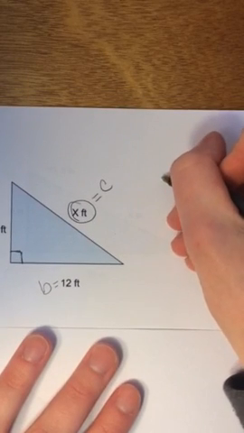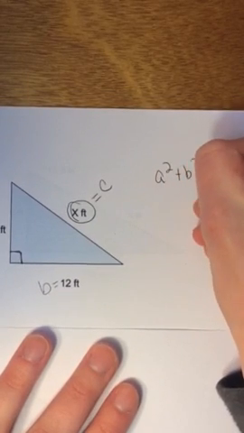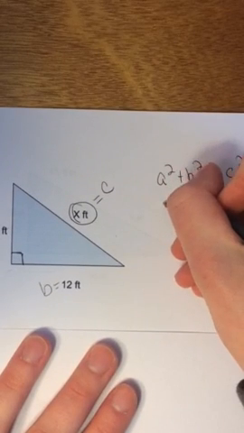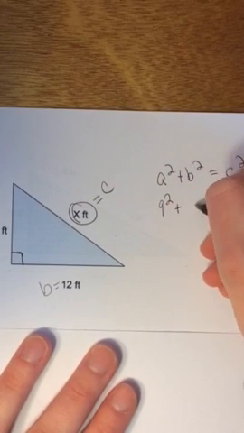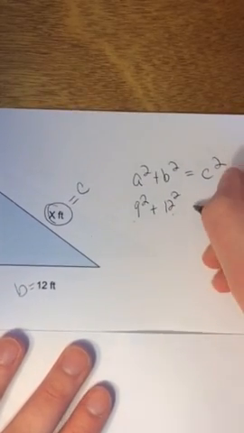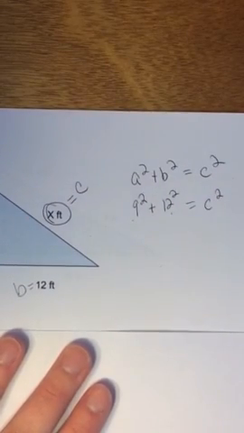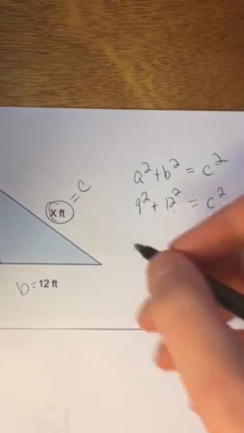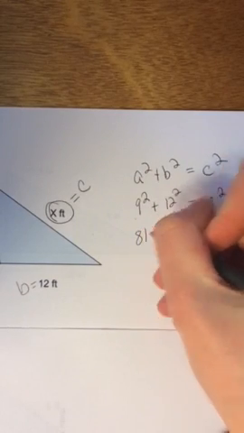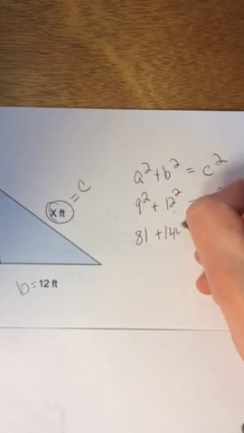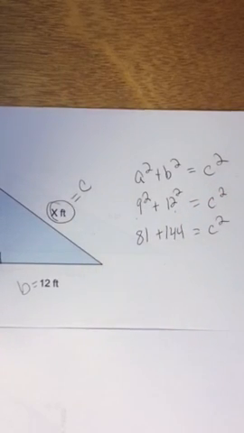Now I could call it C or X, it doesn't really matter. But I'm going to write the formula again. A squared plus B squared equals C squared. And I'm going to plug in what I know. So A is 9 and B is 12. So I get 9 squared plus 12 squared equals C squared, because I don't know what C is, or X. You can call it X if you want, because that's what they give us. Doesn't really matter. Okay, now I know that 9 squared is 81. Plus 12 squared is 144 equals C squared.